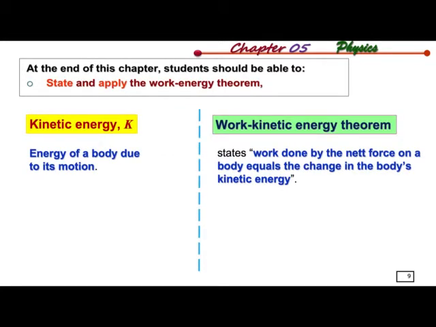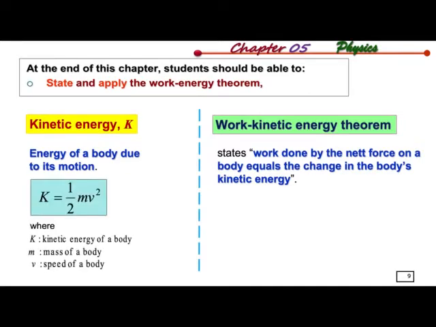Well, what is the kinetic energy K? Kinetic energy is the energy of a body due to its motion. K is equal to half mv squared, where m is the mass of a body and v is the speed of a body. Well, what is the work kinetic energy theorem? It states that work done by the net force on a body equals the change in the body's kinetic energy. Or mathematically, work done is equal to delta K, or K final minus K initial.